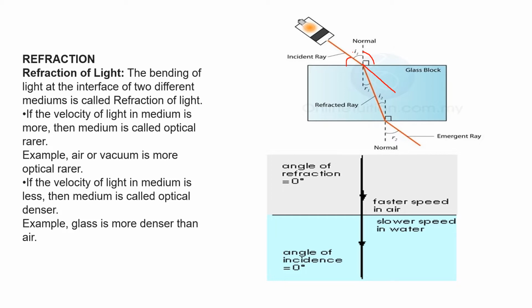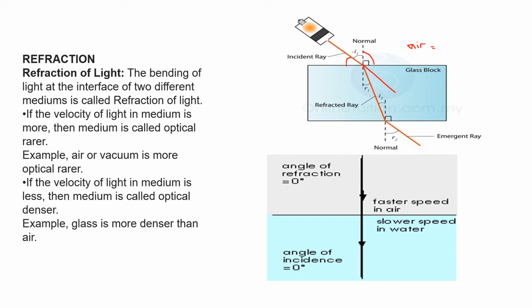The medium in which the velocity of light is more is called the optically rarer medium. When the velocity of light is more in this medium, if this is air and the velocity of light is more in air, then we call air a rarer medium. This is a rarer medium. It means optically rarer medium.